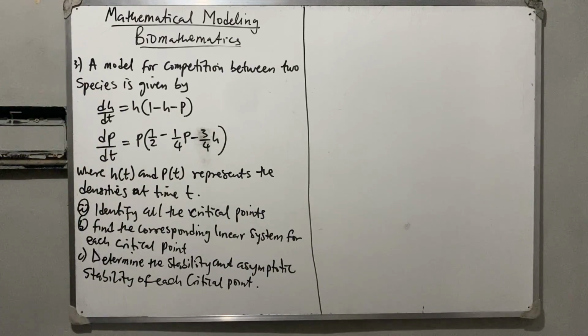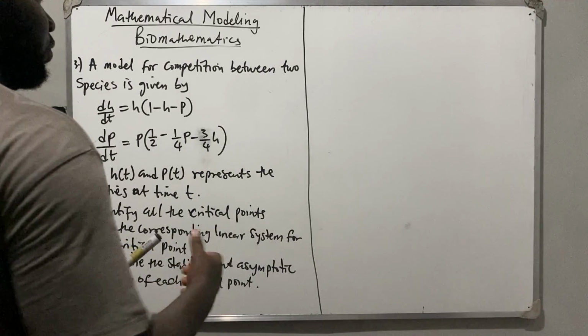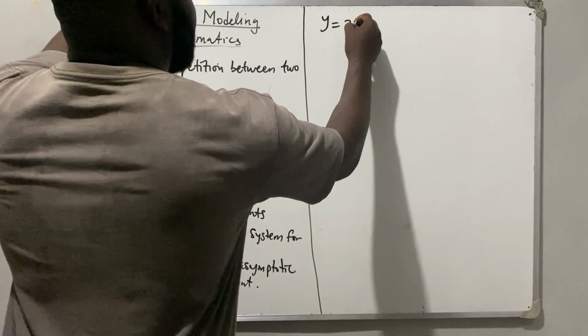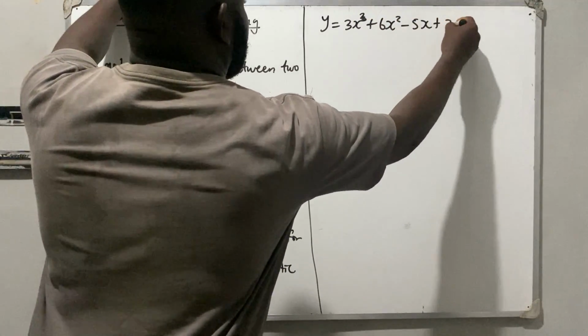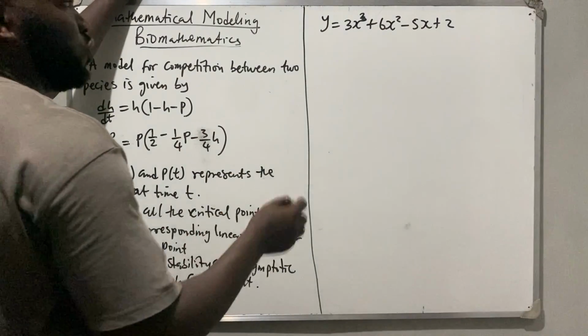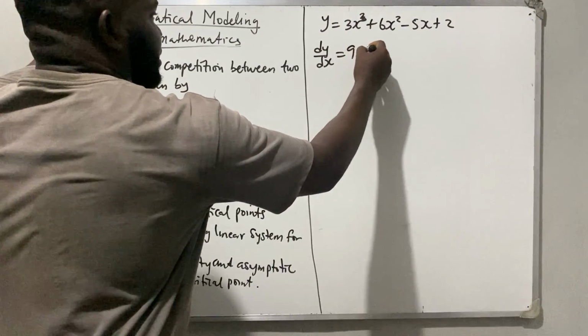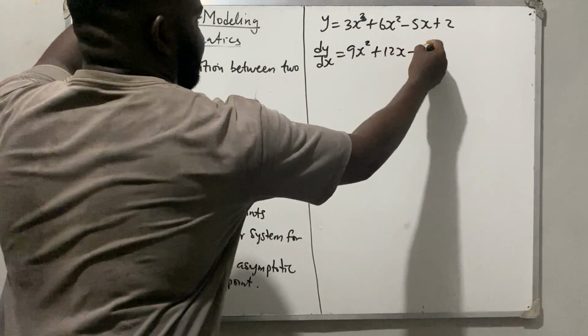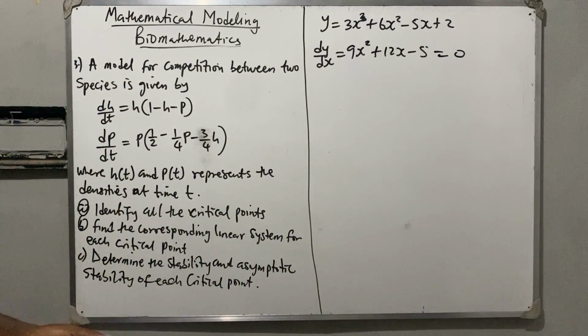Now the first thing they say we should identify is the critical point. Let me take you back to calculus. If you remember how to find the critical point of any equation at all, for example, you are given that y is equal to 3x cubed plus 6x squared minus 5x plus 2, and they say you should find the critical point. The first thing you do is differentiate. dy/dx will give you 9x squared plus 12x minus 5. Then you equate it to 0 and find the value of x.